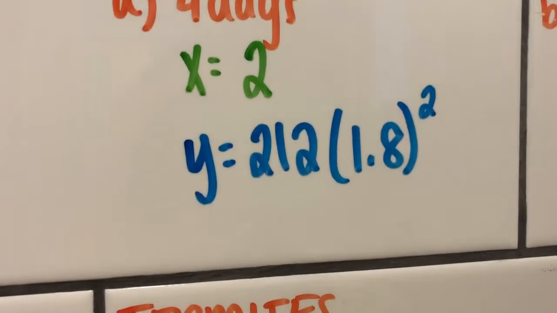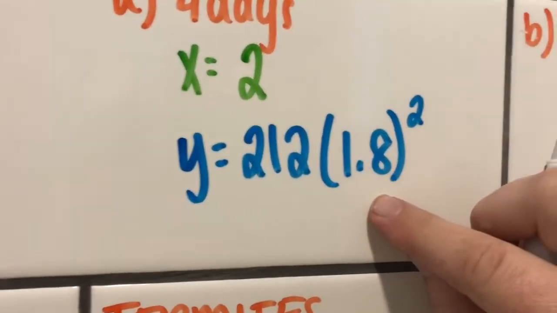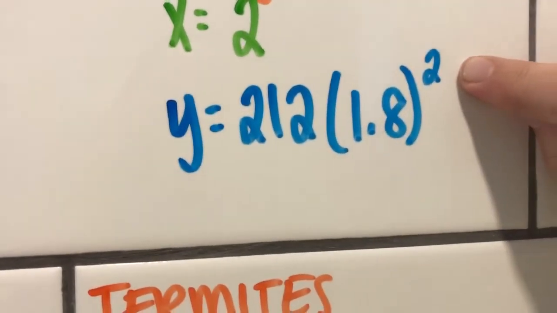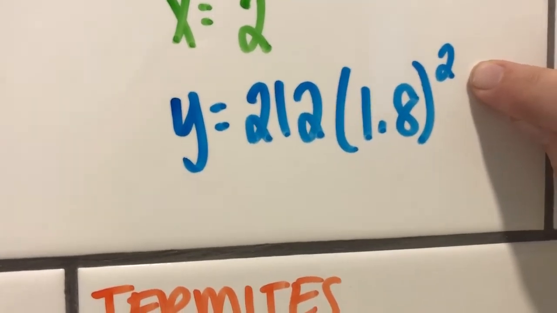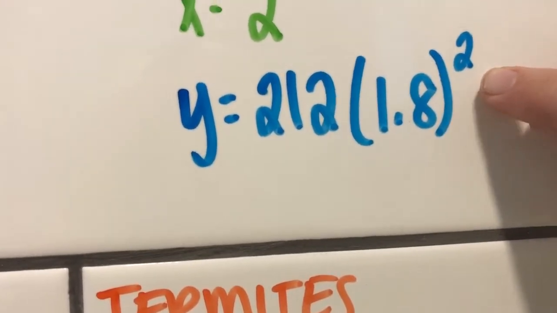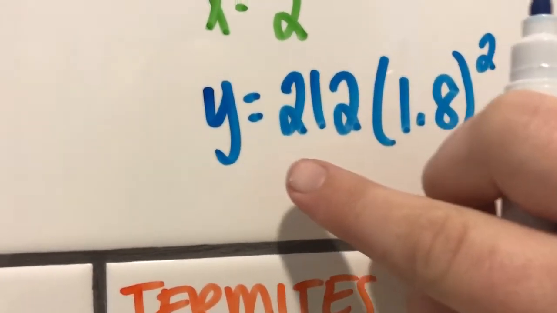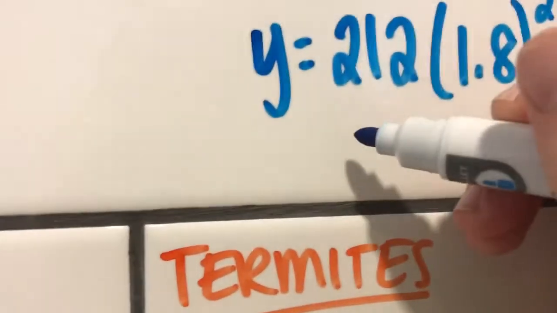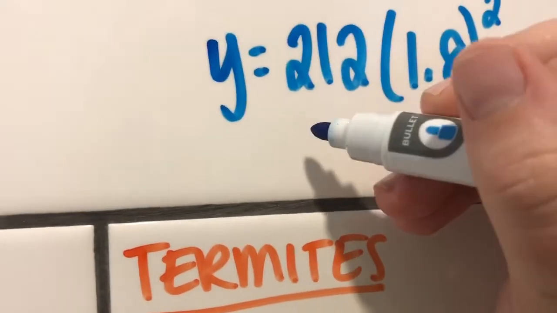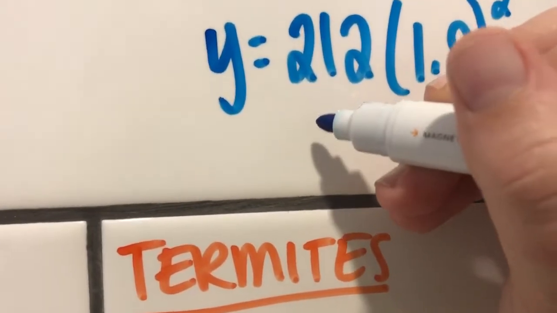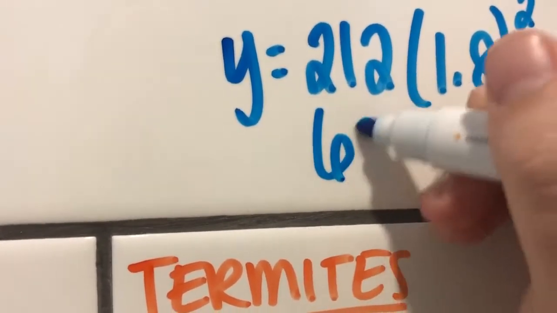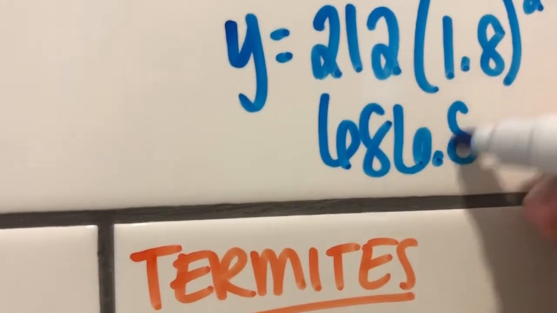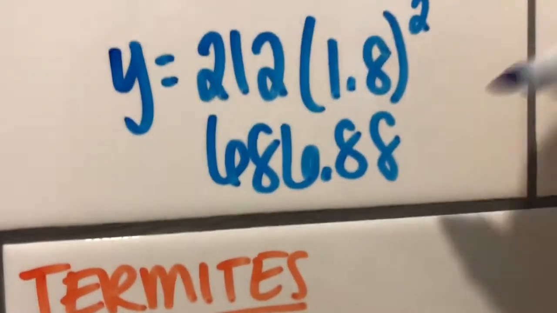And if you're using your phone calculator, you're going to want to do 1.8 to the power of 2, and hit equals. Then don't erase anything at all, just right away hit times 212. Practice that. Don't just write this down, practice it with a calculator. You should end up with about 686.88 bacteria, about.